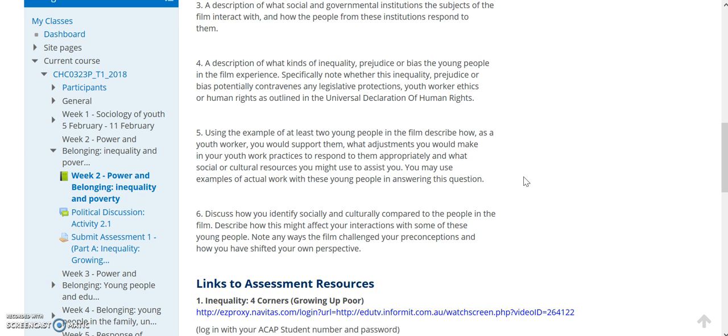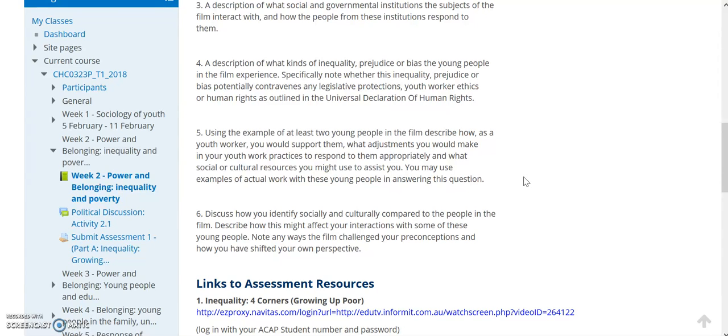For example, if people don't have any money, can they afford to go to school? And if they can't afford to go to school, does that affect their right to have an education? For example. So using the example of two people, describe how, as a youth worker, you would support them.